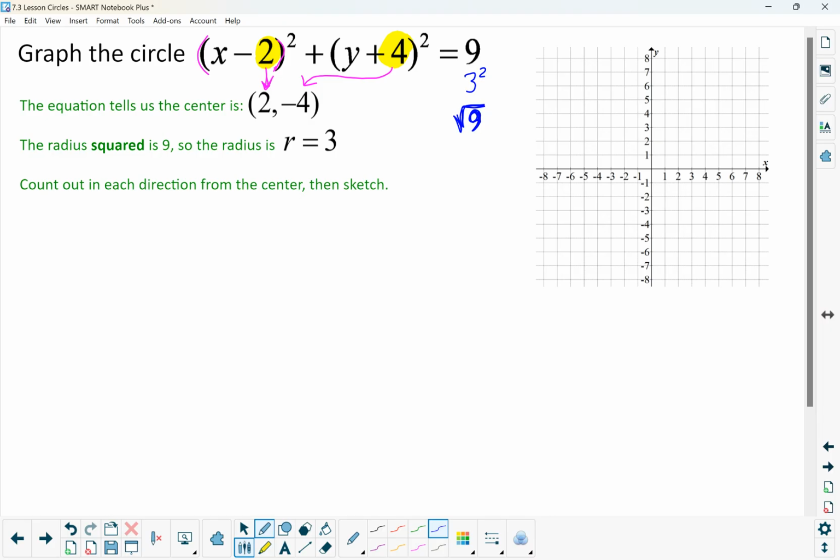So we're going to start graphing this circle by marking the center. 2, -4 is right here, so that's our center. And then we're going to count out 3 units in each direction, both left and right, both up and down. And once you have those 4 edge points marked, you can just draw the best circle that you can. I'm sure you'll have nice ones.